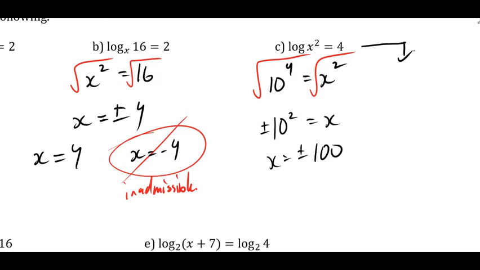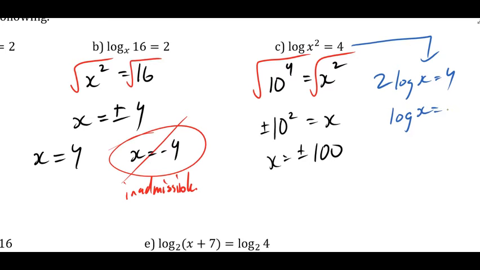Because the other way that you could do it, I don't know if you want to write this down, but you can just watch, is I could take the 2 out front: 2 log base x equals 4. Divide both sides by 2, log base x equals 2. Yeah, thank you. Okay, and then 10 squared equals x. So x would be just 100. Where did the negative 100 go?